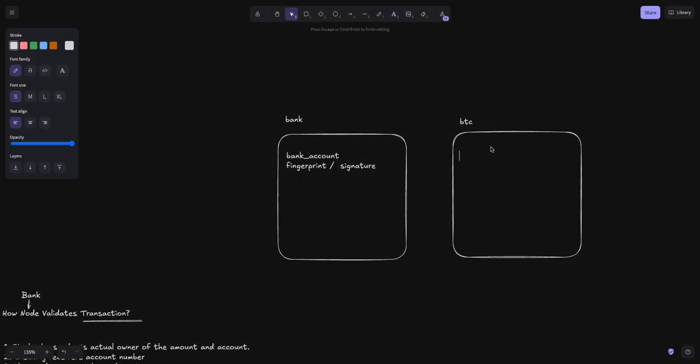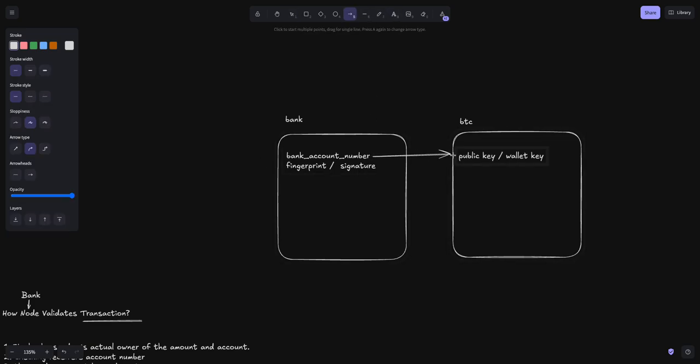In the bank account analogy, instead of the account number, let's call it the account number. In the case of BTC, we have two keys. Please pay attention here: a private key and a public key. Don't worry about the private key for now. Here we say we have a public key, or you can also call it the wallet key. In place of the bank account, in BTC, we have this public key, or wallet key.